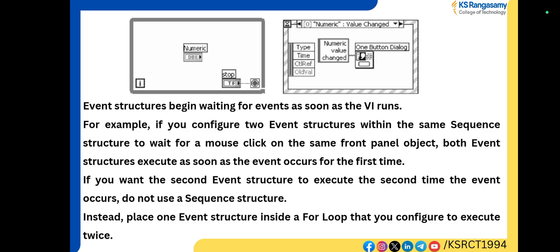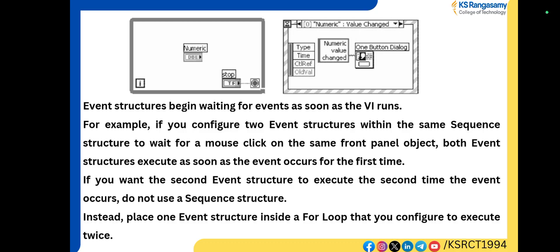Here is the diagram which shows the while loop and the event structure format. If you want to stop the event execution, we have to click stop. The event structure begins waiting for events as soon as the VI runs. For example, if you configure two event structures within the same sequence structure to wait for a mouse click on the same front panel object, both event structures execute as soon as the event occurs for the first time.